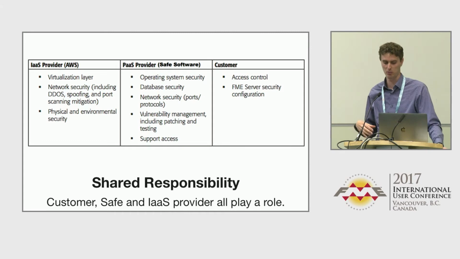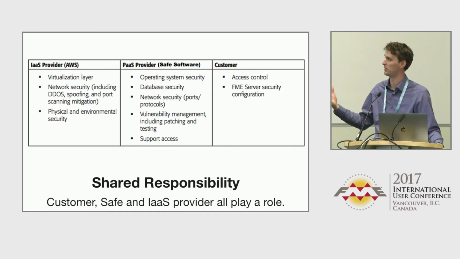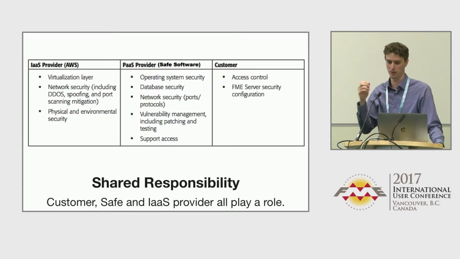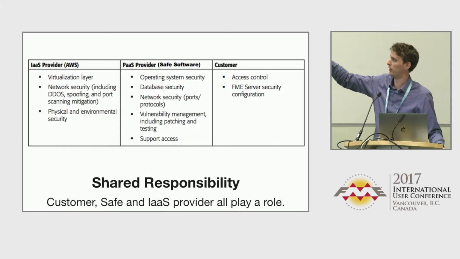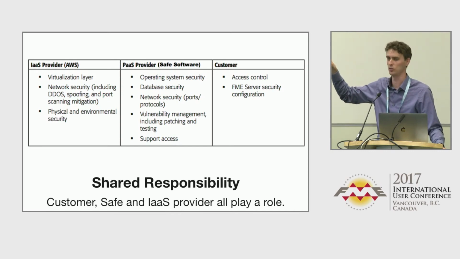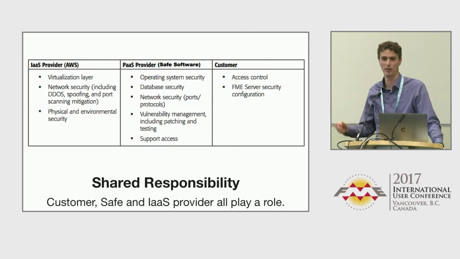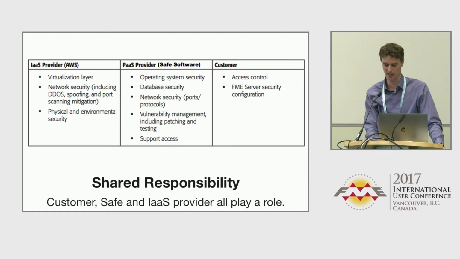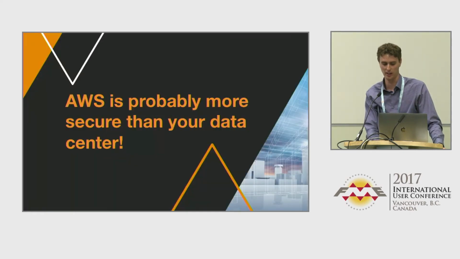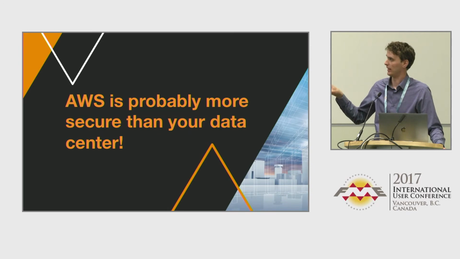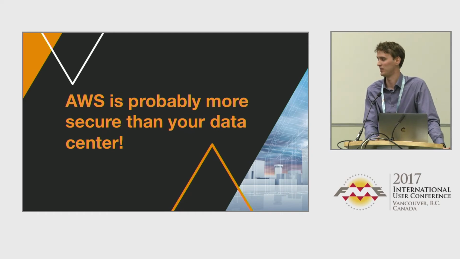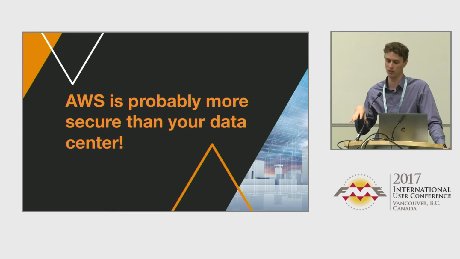Then we've got our level. So we're responsible for the operating system security, database security, network security, vulnerability management, patching and testing, and support access. All you're responsible for is access control into the server, which we'll talk about, and the FME server security. That's more like who's going to gain access to the server. It's not configuring things like SSH and SSL security and things like that. This is, again, a contentious statement, especially if you're in Europe, but AWS is probably more secure than your data center, likely, right? They've got 50, 60, however many thousand engineers working on security at Amazon.